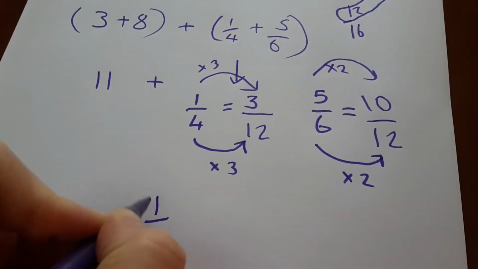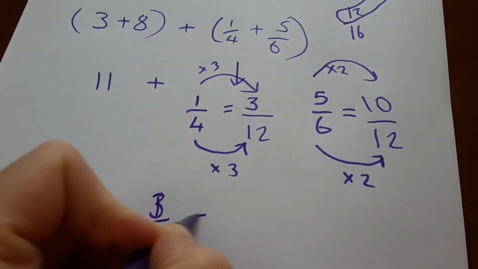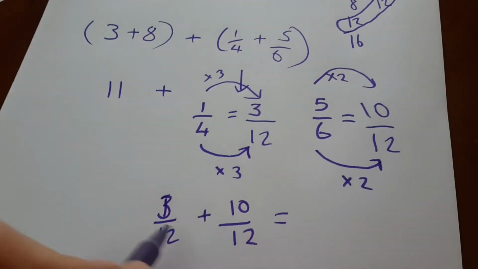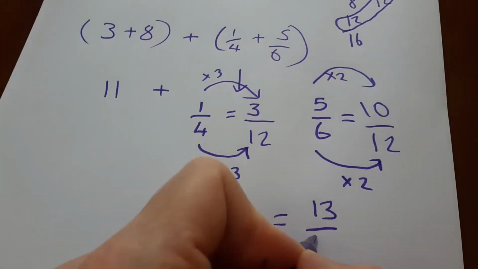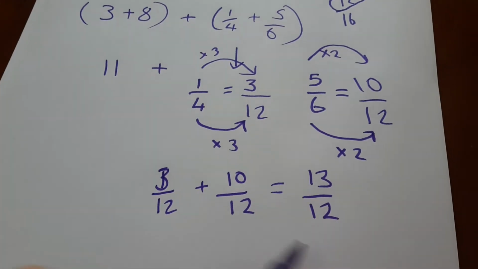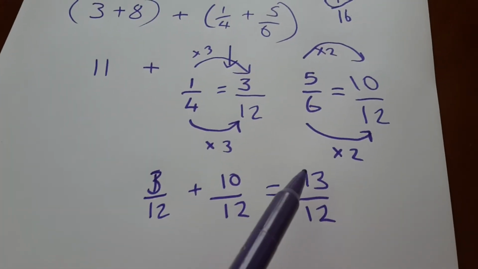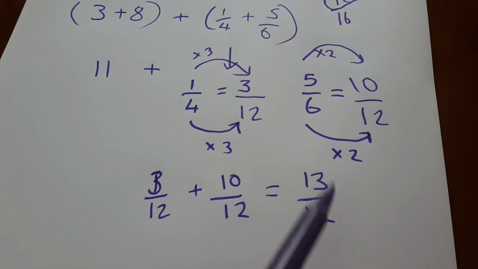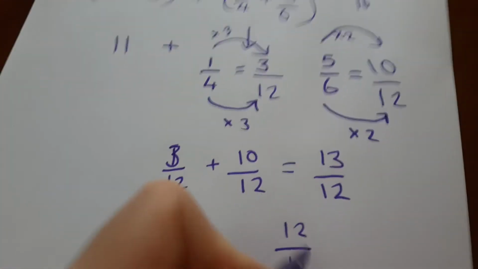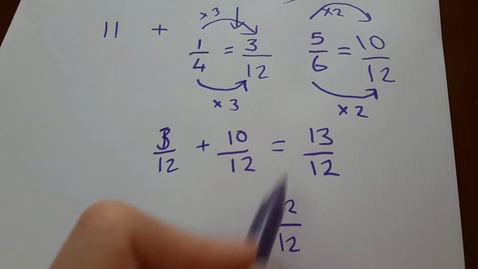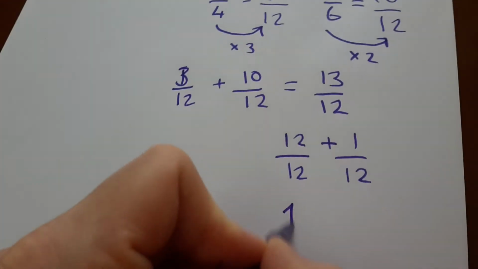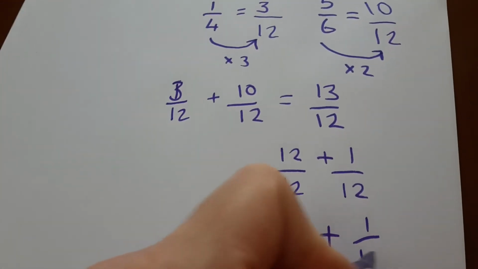So 3/12 plus 10/12 equals 13/12. Now this is top heavy. Technically we should call it improper. So this means I've got more than a whole one. Well, 12/12 would use up 12 of my 13, and then I've got 1 left over. So technically I've got a whole one plus 1/12.